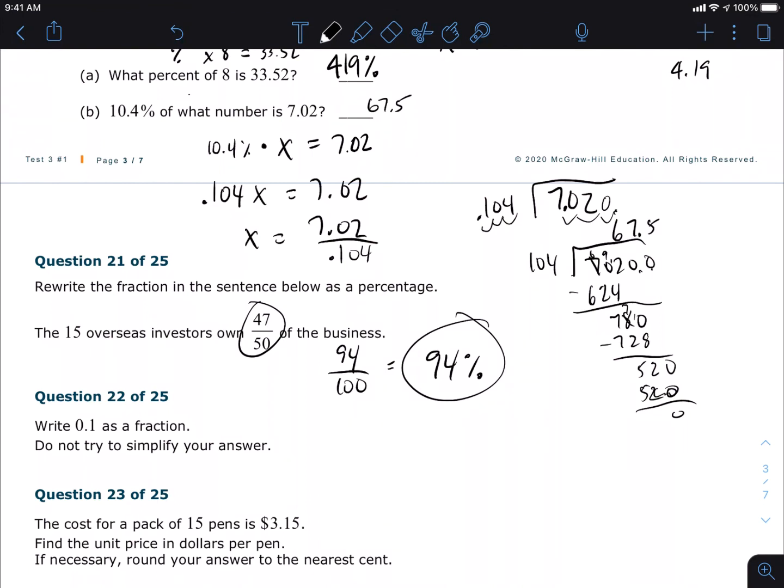Okay, now the other thing I wanted to share for the next problem is it says write 0.1 as a fraction. Oh, you're okay, Eric? You get how I got that? Okay. Yeah, because percent means per 100. So that means the top number will be our percentage.